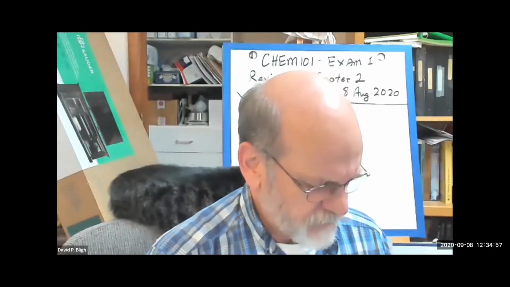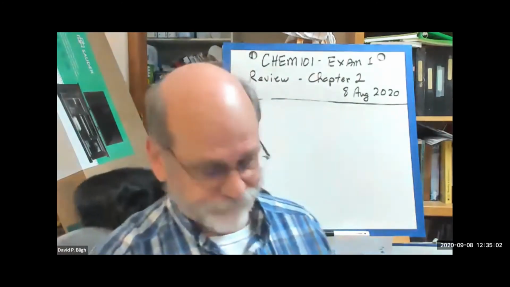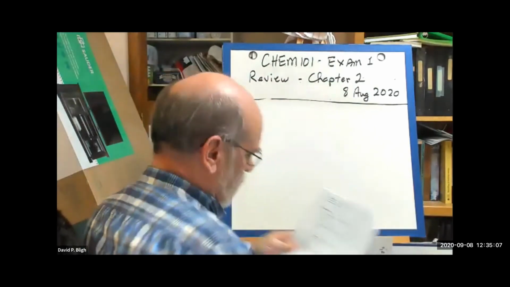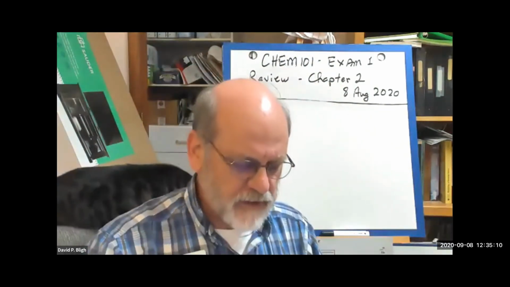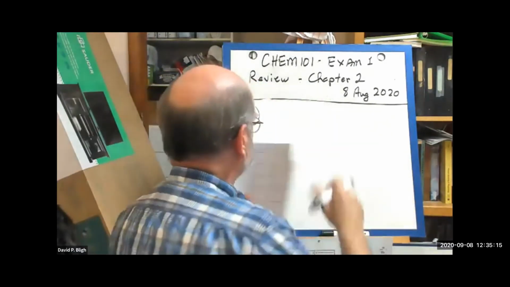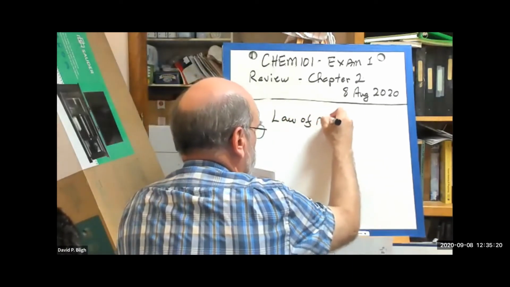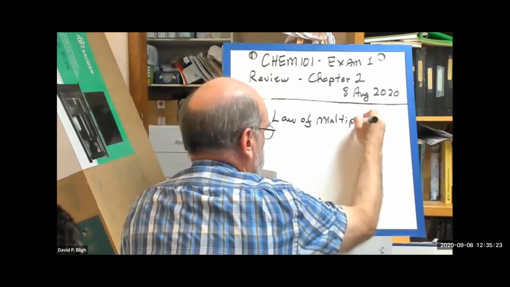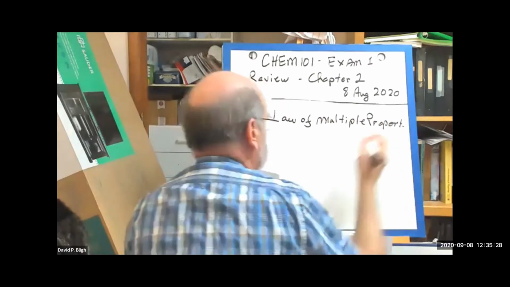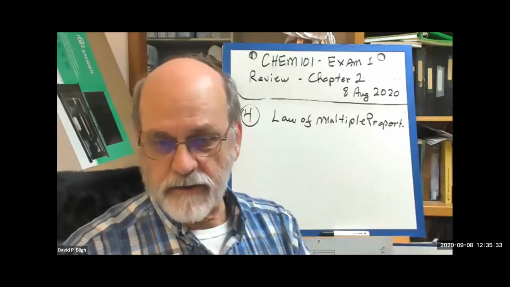I think we probably skip down to number 4. Which of the following pairs of compounds can be used to illustrate the law of multiple proportions? Okay, so if we're talking about the law of multiple proportions, we're talking about compounds, binary compounds.